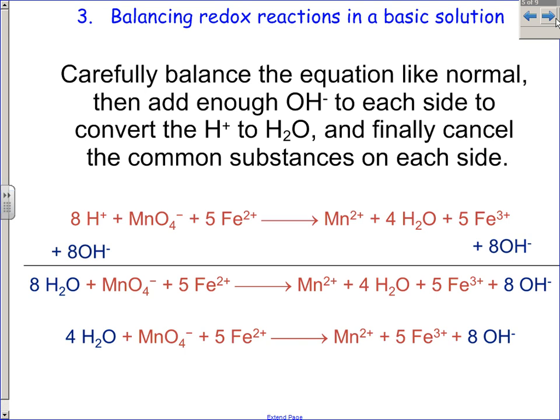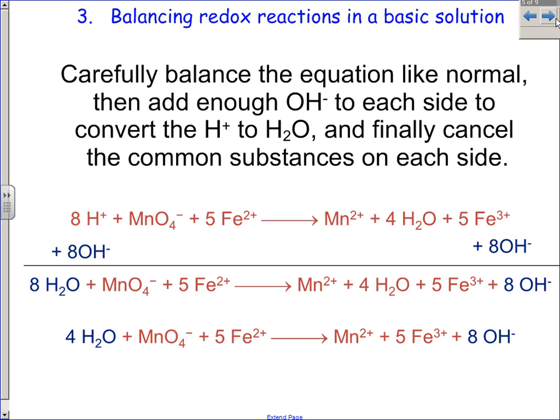Balancing redox reactions in a basic solution. Remember, the way we looked at this was carefully, and that's important. Balance the reaction like normal, so you follow all of our acid solution balancing rules. And then when you're done, you have your final answer. Add enough OH to each side to convert the H pluses that will be there to waters. And then don't forget to finally cancel that on each side.